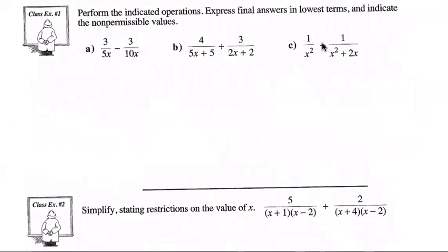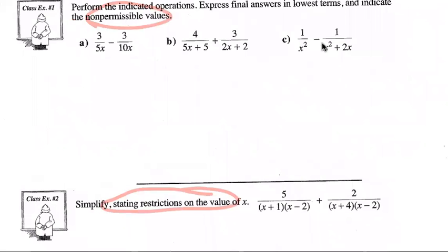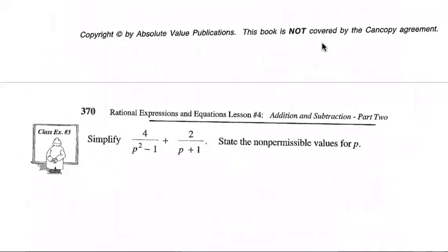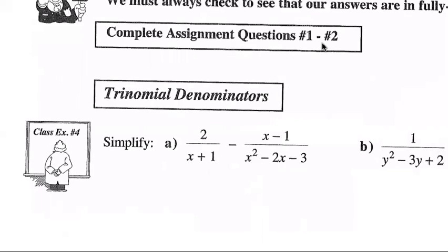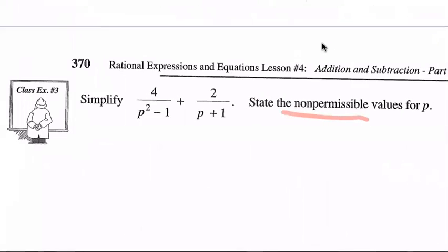So as we can see, there's different terminology as well. Non-permissible values, stating the restrictions on the variable, or determining what values for the variable make the expression undefined. Those are all the same terminology. You can see that the first three examples do specify find the non-permissible values, but when we get into example 4, it just says to simplify, but it's implied we're already into the habit of finding non-permissible values, so we always have to do that. Something to remember.